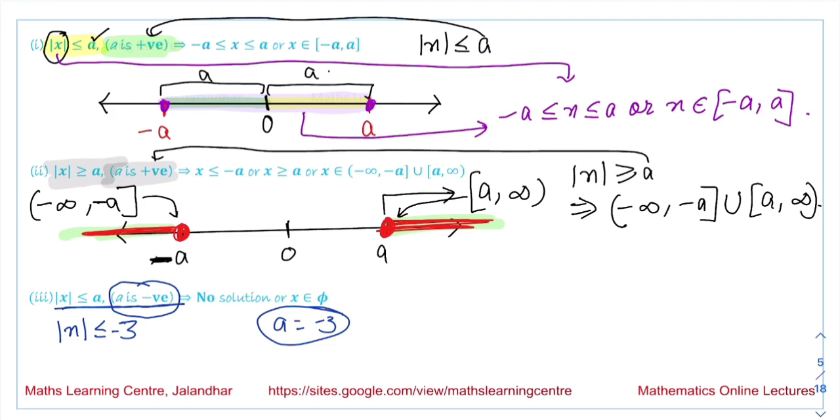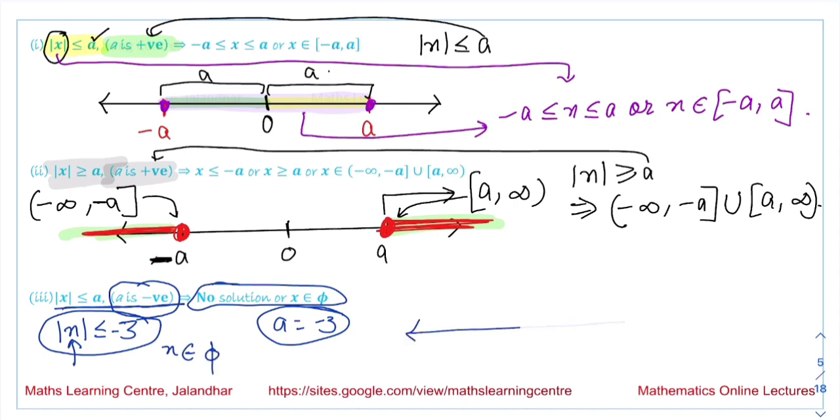And we know that modulus always gives us the positive answer. It means there is no possible value of X for which mod X is negative. So we are saying it has no solution, or X belongs to the set phi, the empty set.